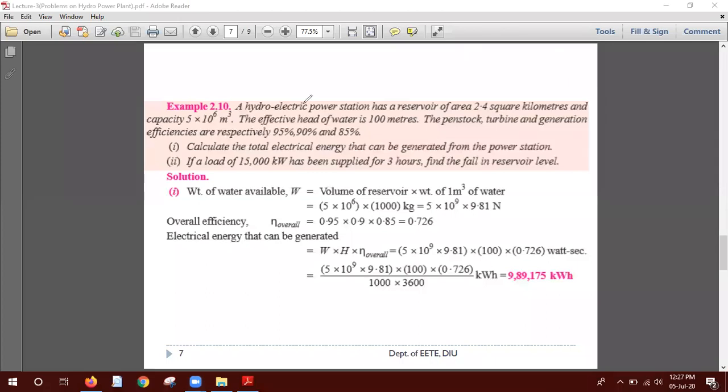So my students, a hydroelectric power station, you can see that the station has a reservoir of area 2.4 square kilometers, and the capacity is 5 × 10⁶ meter cube. That is the water capacity. The effective head of the water is 100 meter. The penstock, turbine and generator efficiencies are 95%, 90% and 85%. The first problem is to calculate the total electrical energy that is generated from the power station.